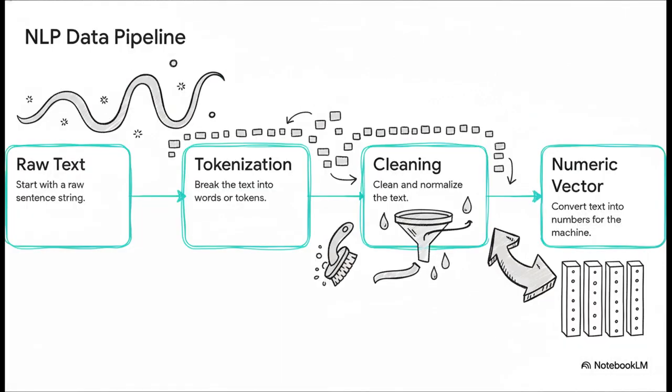And this pipeline here? This is basically our roadmap. It shows the whole journey. We start with just a raw string of text. Then we break it apart, we clean it, we normalize it, and at the very end, we turn it into what a computer actually understands: a list of numbers, a numerical vector. That's the end goal.